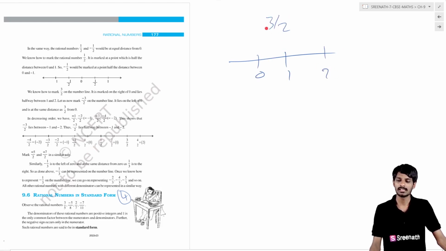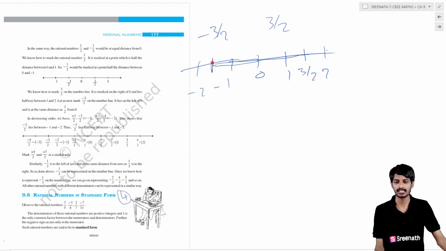3 by 2 is between 1 and 2, so 3 by 2 is here. Then where is minus 3 by 2? Minus 3 by 2 is the same distance. How much distance? The same distance, so it is here. So like that we are going to represent rational numbers on the number line.